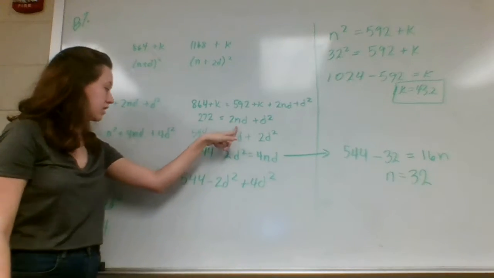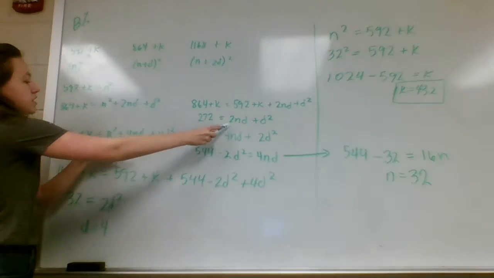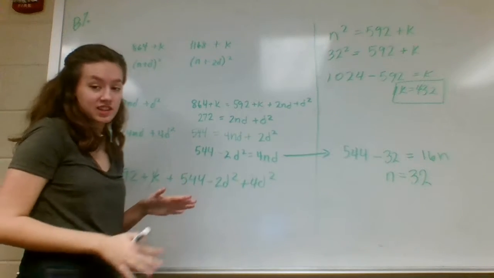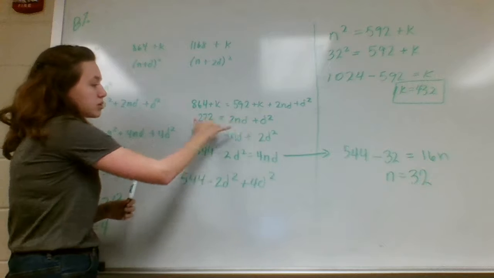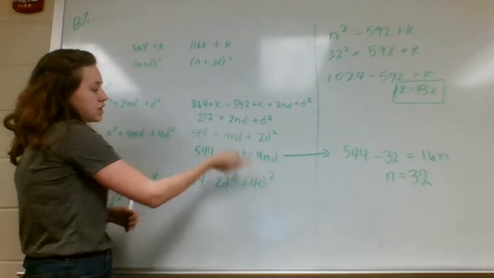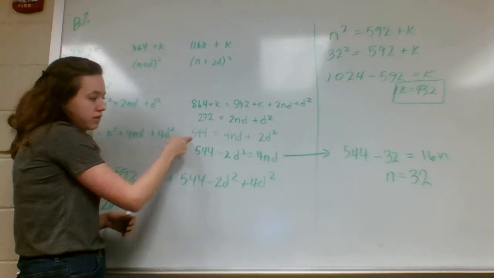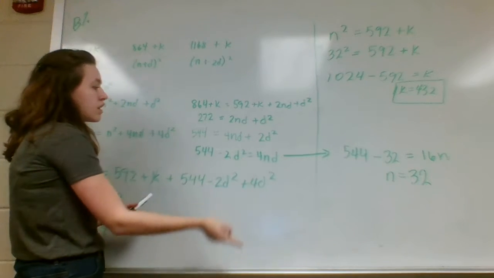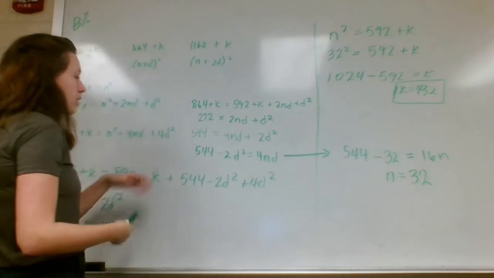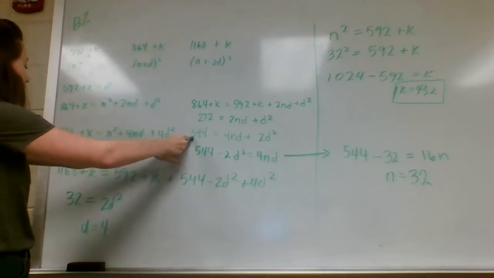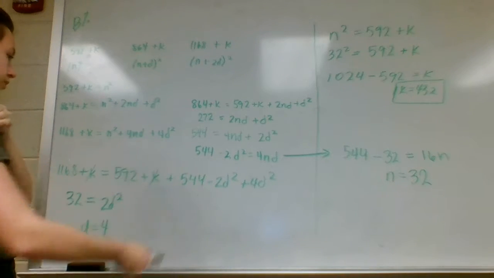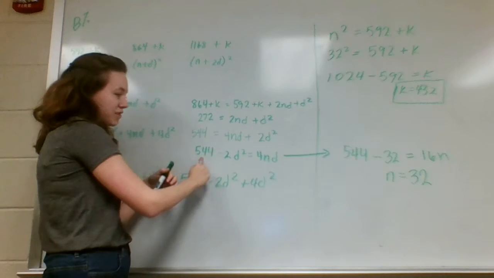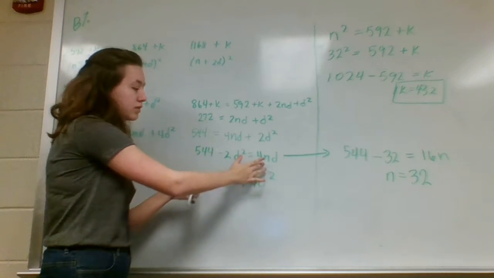Then I noticed this is close to our third equation, where they have a 4nd and this has 2nd. So that's the next thing I want to cancel out. I multiplied the whole equation by 2, so then you get 544 is equal to 4nd plus 2d squared. Then you set it equal to 4nd, so you do 544 minus 2d squared is equal to 4nd.